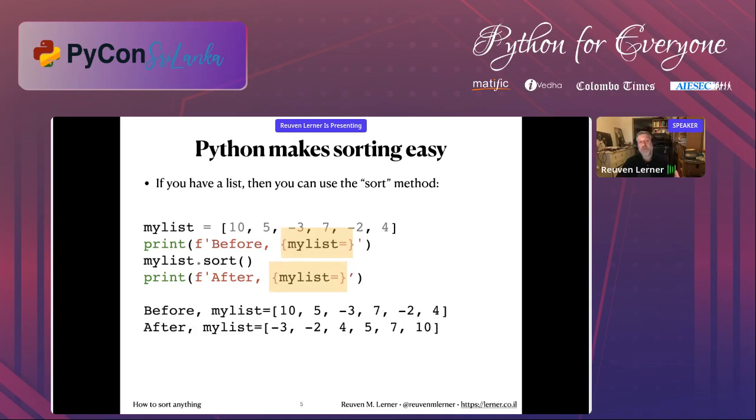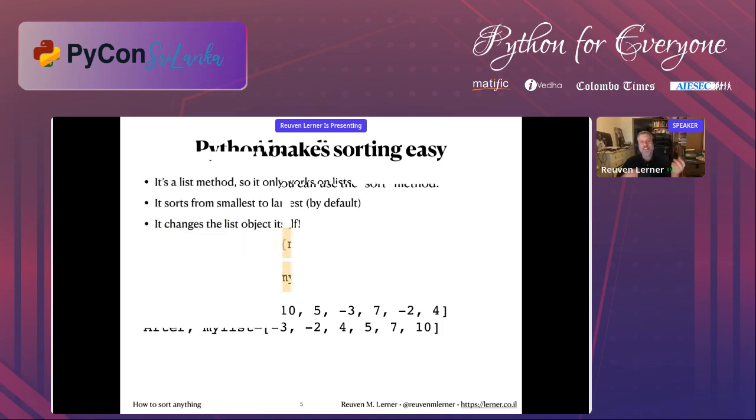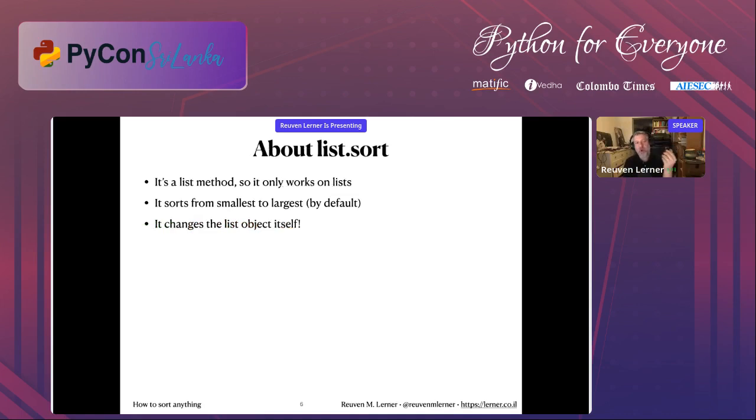And so we see here, after I run this code, before, my list is 10, 5, minus 3, 7, minus 2, 4, exactly what it was before. But afterwards, my list is minus 3, minus 2, 4, 5, 7, and 10. It is indeed sorted in ascending order. So seems great, right? And indeed, list.sort, the method sort on list objects, is pretty great. And let's summarize a few things.